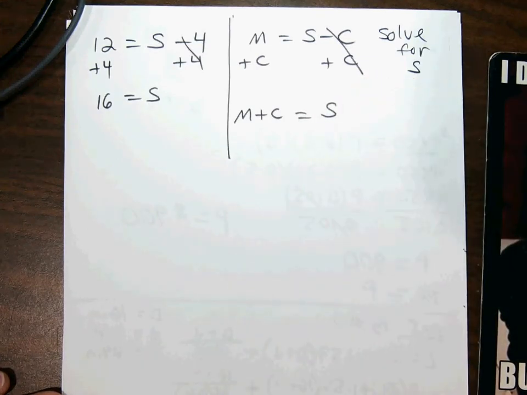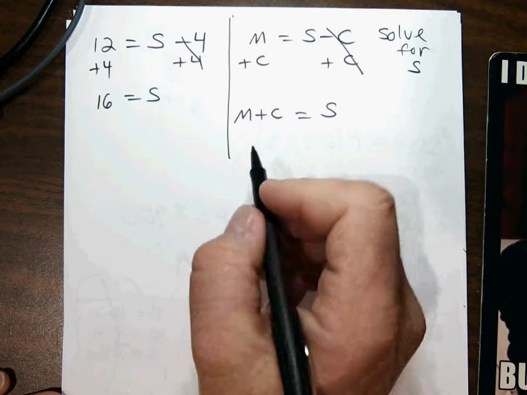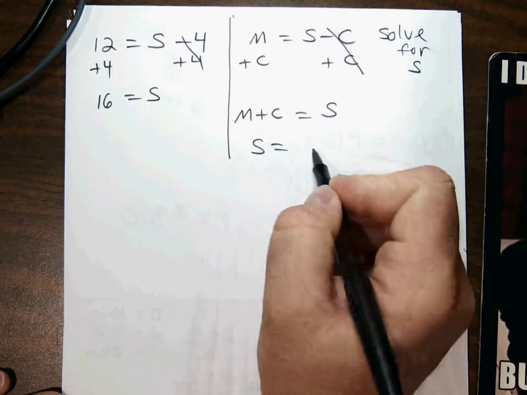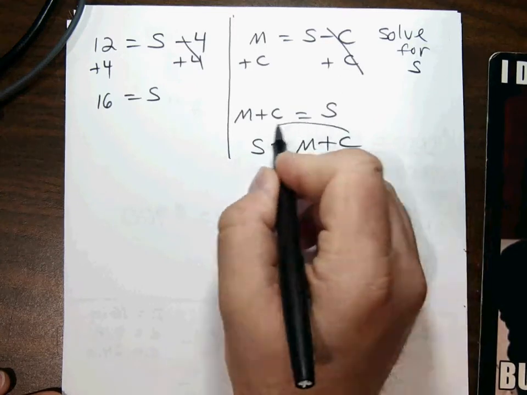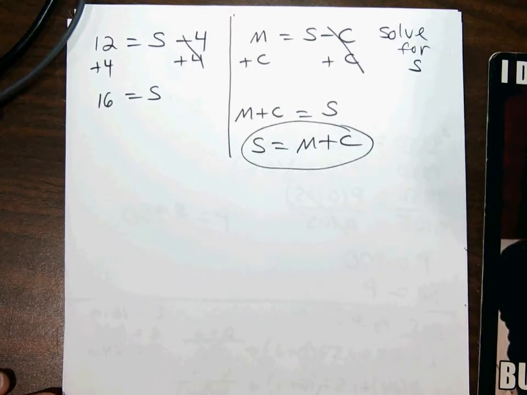M plus C equals S. We have solved for S. Typically we put the unknown on the left, so I'll just turn it around. And there we go. S equals M plus C. Okay, we have shuffled this formula around and we have solved it for a variable other than the one that was already there. Okay, that's all we're going to do in these next few examples.